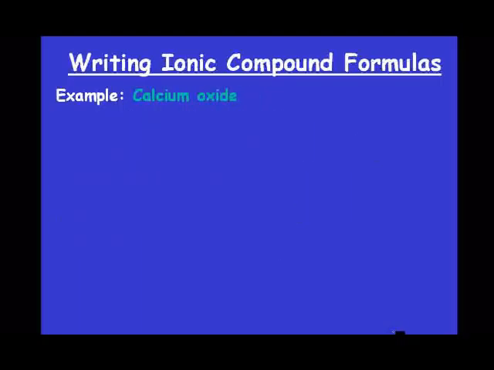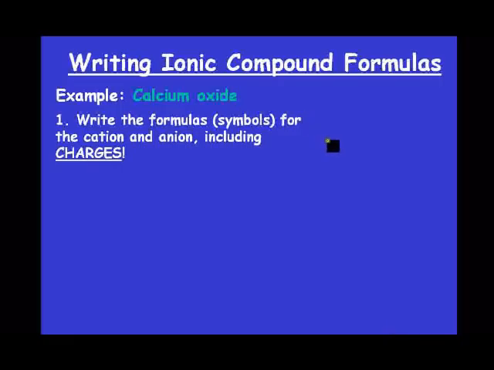Calcium oxide. Write the formulas. Calcium is a +2. Oxide is a -2. Crisscross the charges.